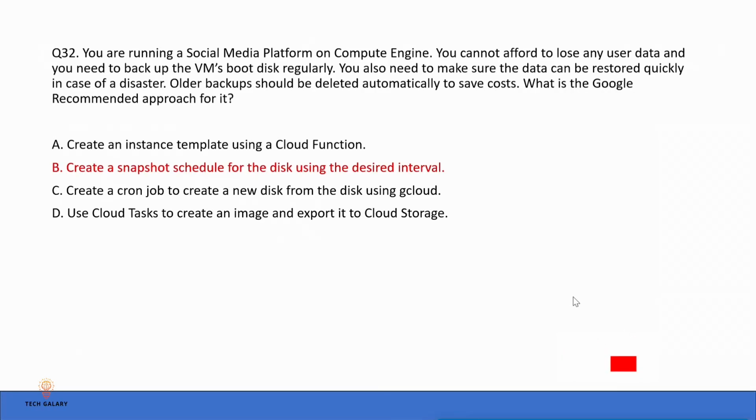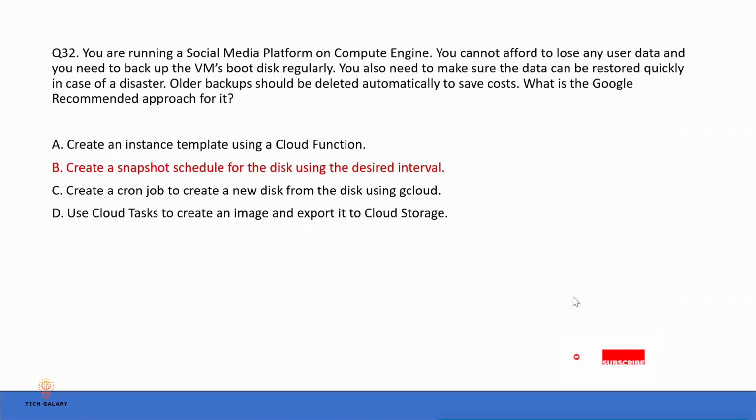Now let's take a look at each of these options. Option A. Create an instance template using a Cloud Function. Here, there is no need for a Cloud Function for regular backups. Creating an instance template using a Cloud Function will not directly address the requirement of backing up the VM's boot disk regularly and restoring the data quickly in case of a disaster. Instance templates and Cloud Functions both serve different purposes and do not provide the specific backup and restore functionalities which are required in this scenario.